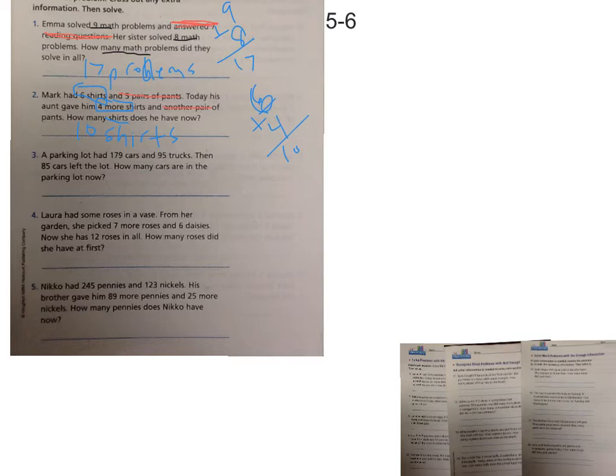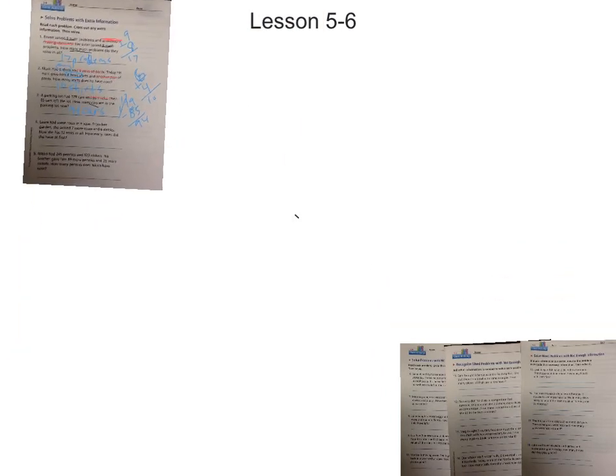All right. So it says a parking lot had 179 cars and 95 trucks. Then 85 cars left the lot. How many cars are in the parking lot now? Okay, we're looking for how many cars. So the unnecessary information is the 95 trucks. Don't be confused by that. So, if we started with 179 cars and 85 left, that gives you 94. So 94 cars. Once we're done with the lesson, I want you to go work on 4 and 5 on your own. So let me push this page out of here.